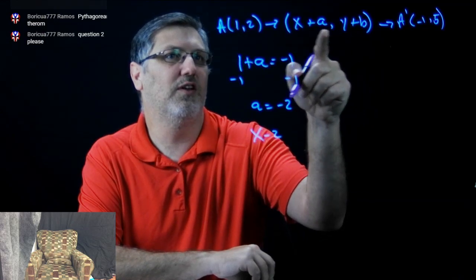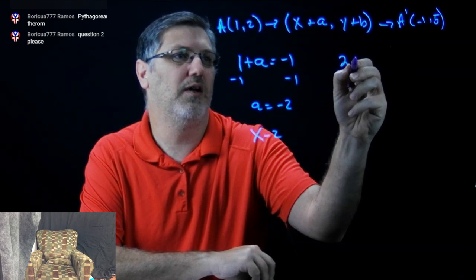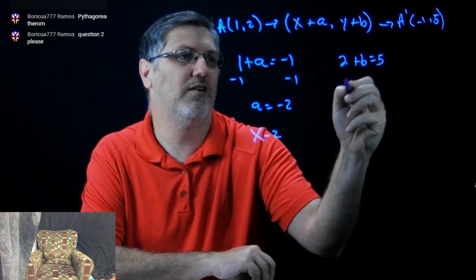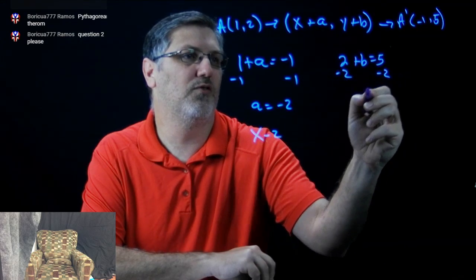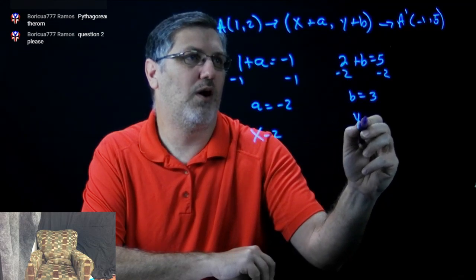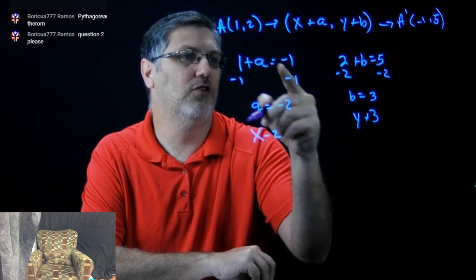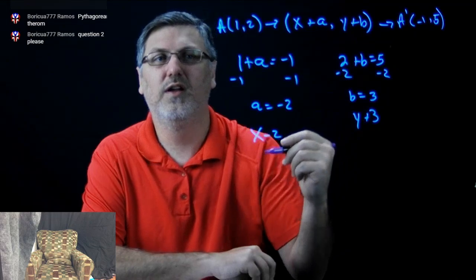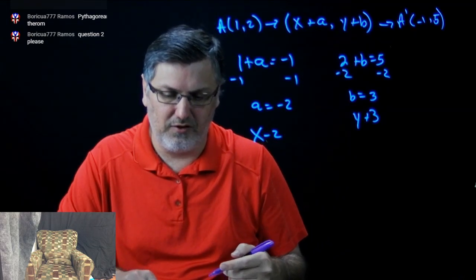So we do the same thing for this. We have 2 for my y, plus b equals 5. Subtract 2 from both sides, and I get b equals 3. So this should be y plus 3, because 2 plus 3 gives me 5. Now let's just check it for the other points.